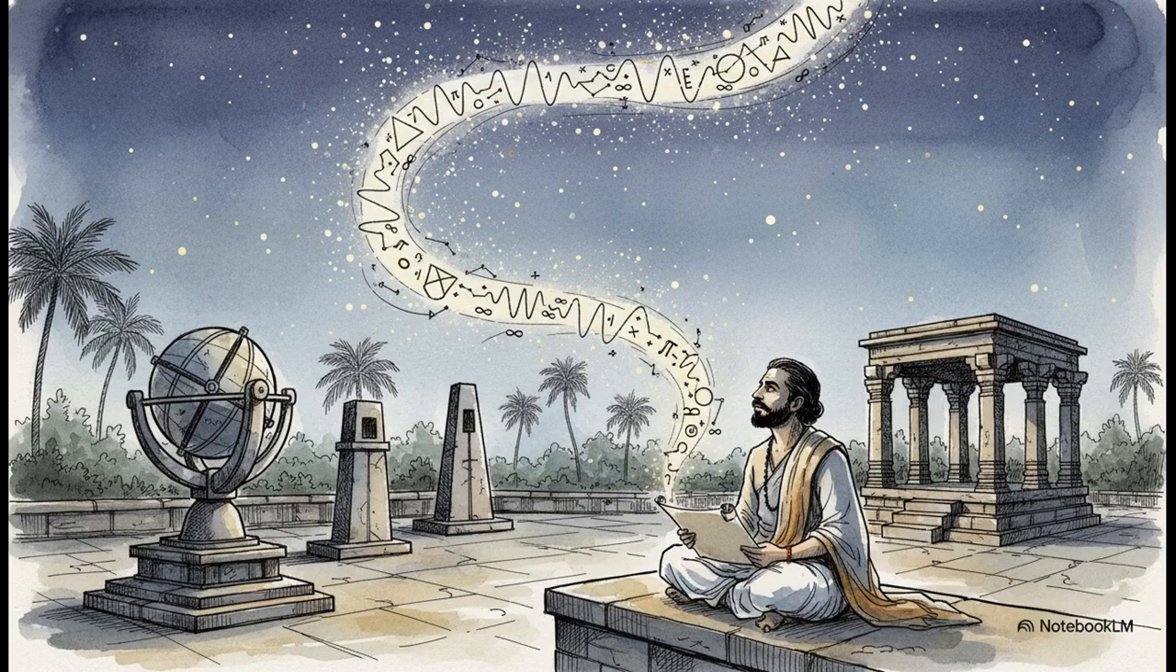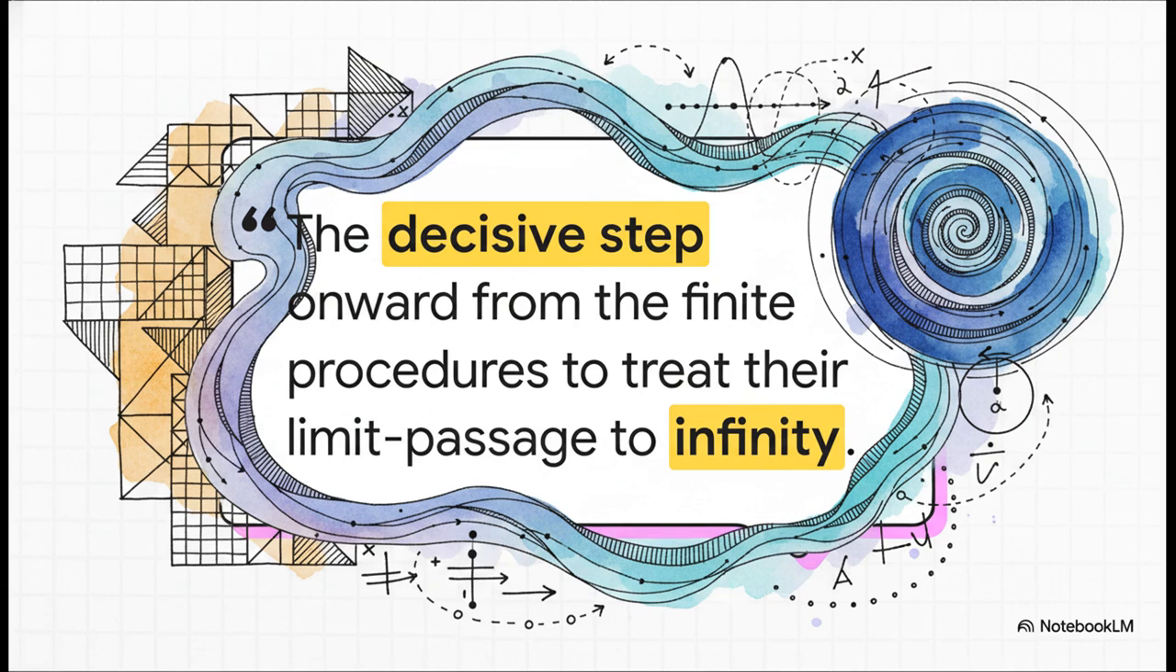Madhava was out there developing power series expansions and estimating error terms. He was exploring the deep, complex concepts of calculus hundreds of years before the European Enlightenment and famous figures like Newton and Leibniz. This was a monumental shift in human thought. As the historical record shows, it was the decisive step onward from the finite procedures of ancient mathematics, moving to treat their limit passage to infinity. In plain English, they laid the absolute groundwork for mathematical analysis.